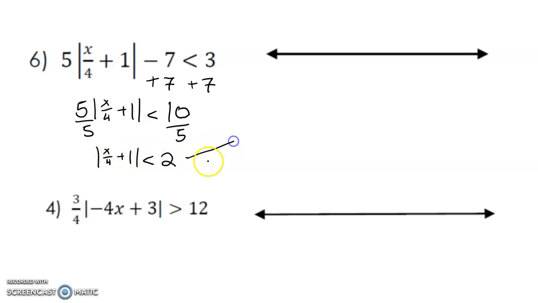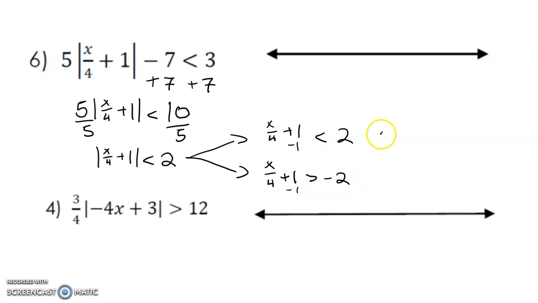Absolute value bars are on by themselves now, so you're going to set up your two inequalities. x over 4 plus 1, symbol still facing the same direction, less than 2. And then your second, x over 4 plus 1 is greater than negative 2. And then from there, minus the 1 on both sides. x over 4 is less than 1. x over 4 is going to be greater than negative 3.